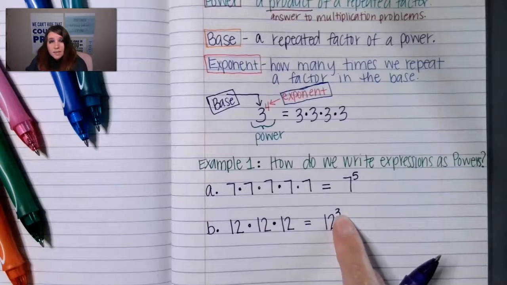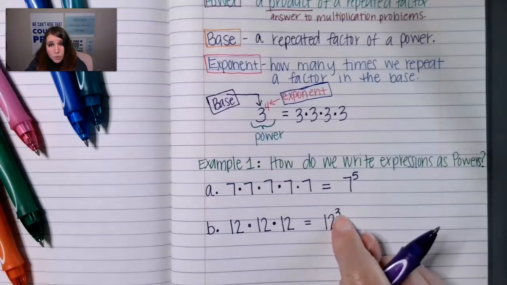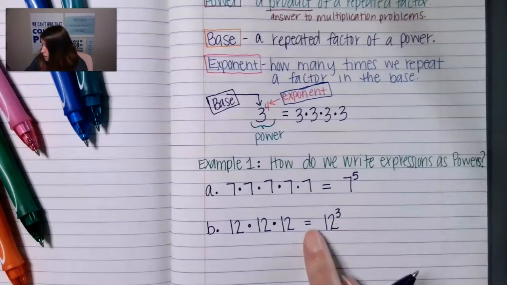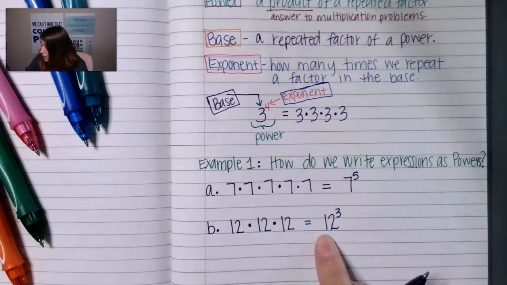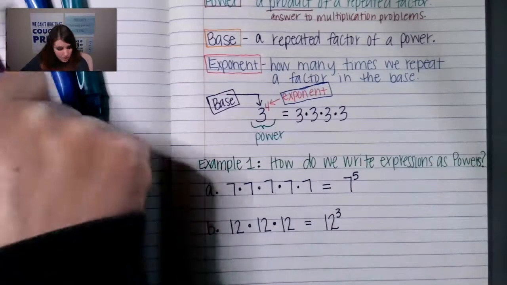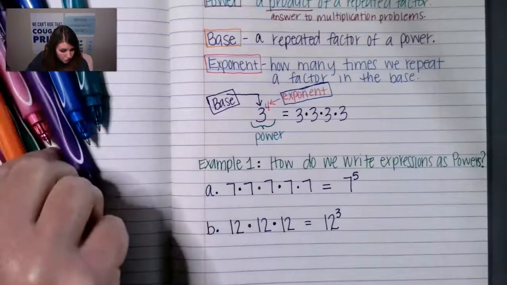Another way we can say this is cubed. 12 cubed. 3 is a cube. So this is 12 cubed, or 12 to the 3rd power. Either way is fine. All right, it is your turn.